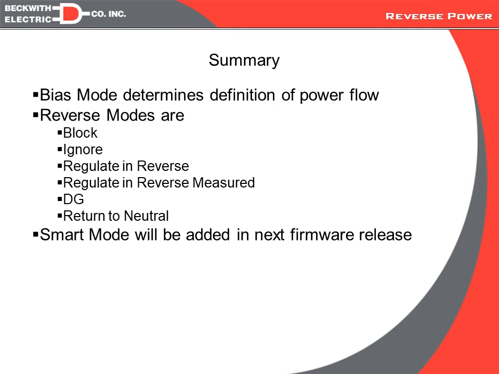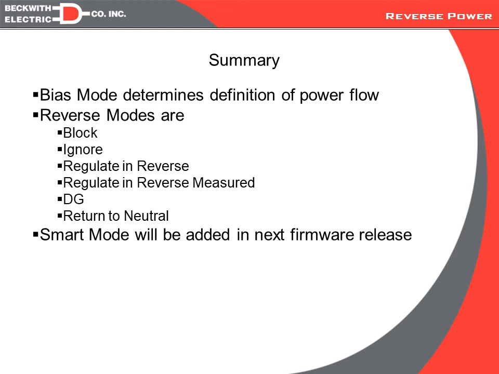And if I don't have a PT, then regulate in reverse says use the tap position. You're on the source side, measure the voltage on the source side, use the tap position to calculate what the voltage should be on the load side, and then that's the voltage you compare to band. Where regulate in reverse measured says I have PTs on both sides, so instead of having to calculate off the tap position, I'll just switch which of the two PTs I'm looking at.